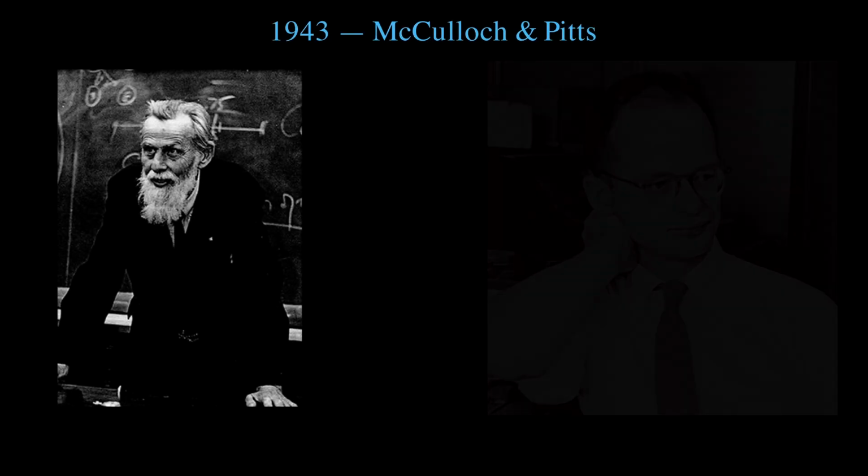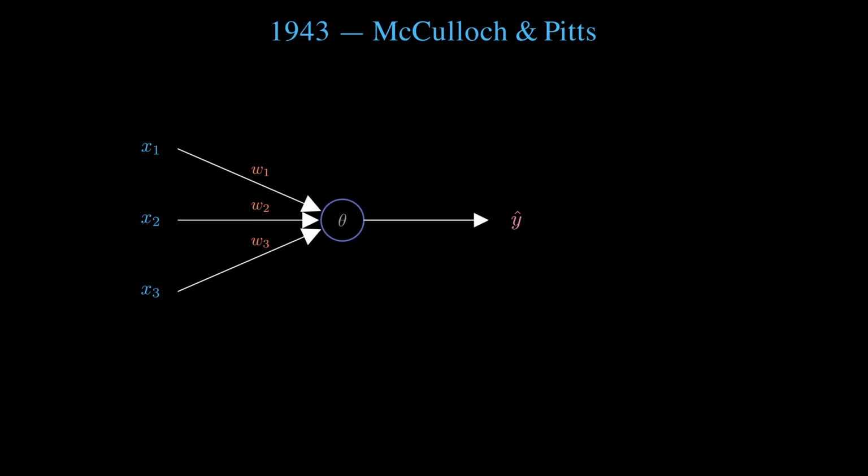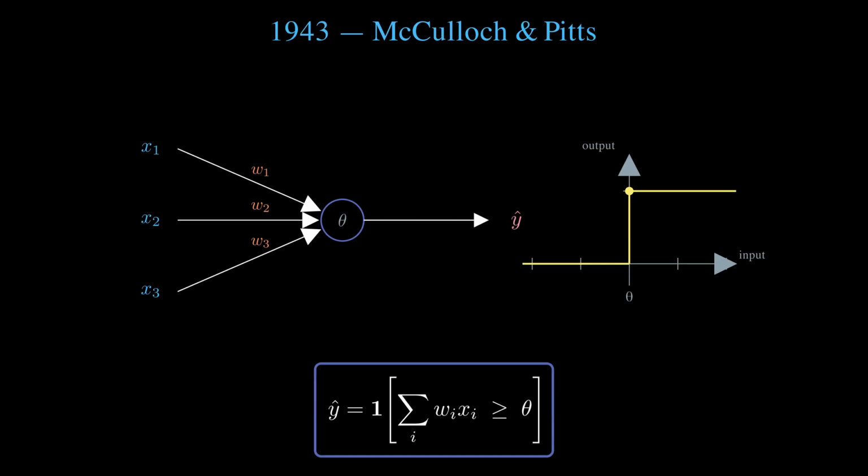So, let's start with 1943, where Warren McCulloch was a neuroscientist and Walter Pitts was a 17-year-old math prodigy that he met at a library. And together, in 1943, they asked, can we write an equation that acts like a biological neuron? This neuron fires when its input signal crosses a certain threshold. So, they formalized this. The output is 1 if the weighted sum of inputs is greater or equal than theta, and 0 in all the other cases. That's the Heaviside step function applied to a dot product. Simple, binary, but this equation is the DNA of every neural network ever built.